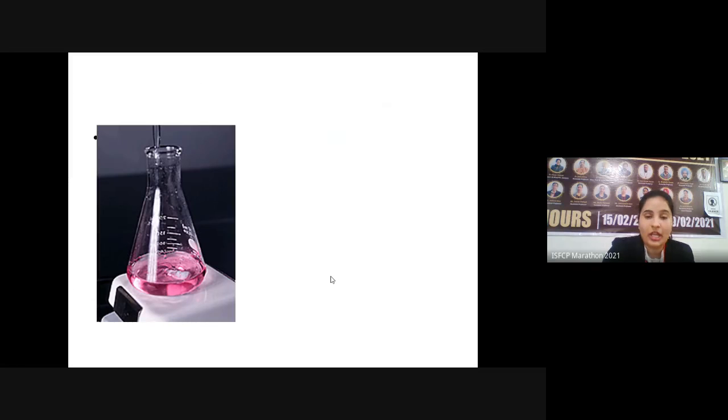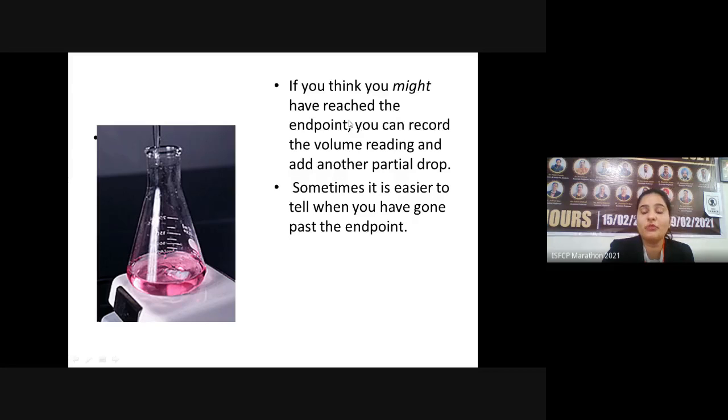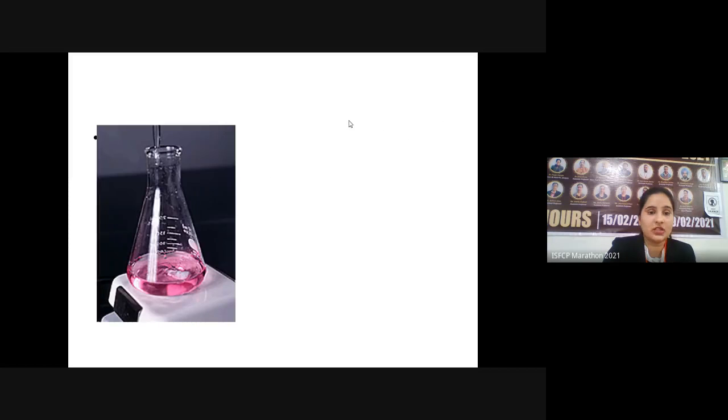If the color of the solution gets darker than faint pink, a dark pink color, it means that we have gone beyond the endpoint, and we need to perform our titration once again. So this was the procedure.